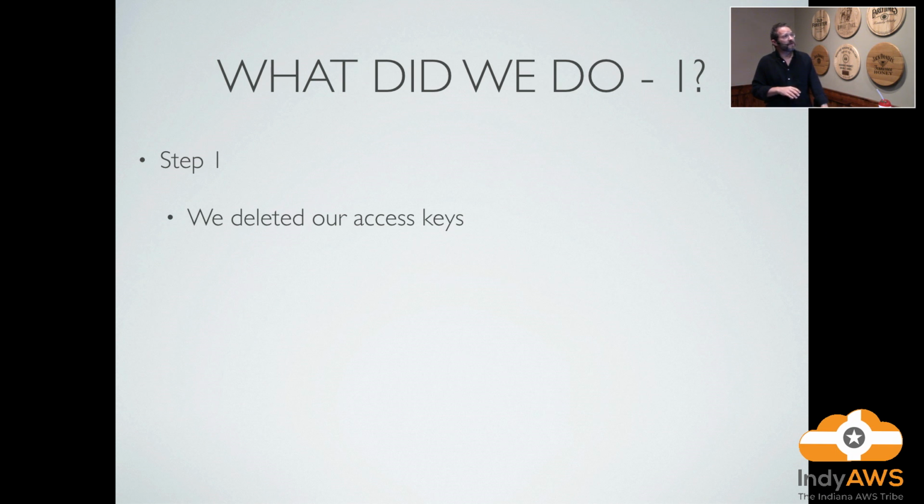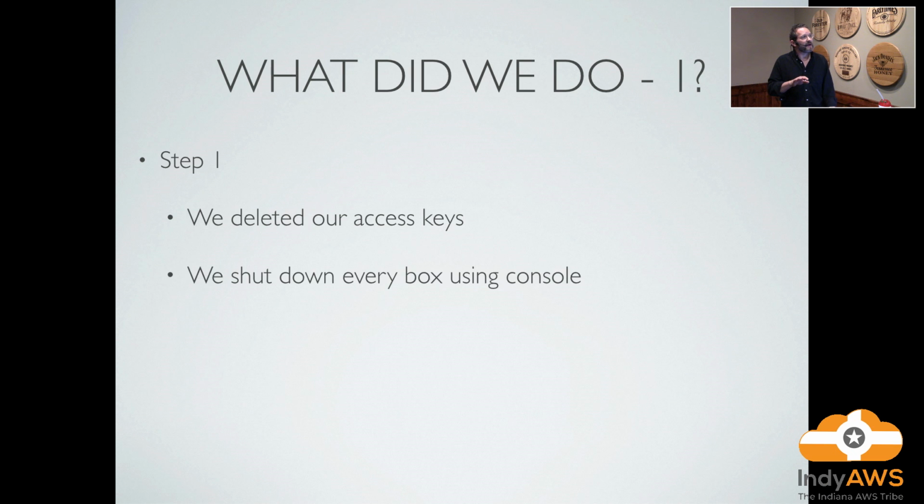So the first thing we did was we deleted our access keys. And that stopped a bunch of things. However, there were still a bunch of instances that were running, and there were still bills going to be incurred. So we then went and killed those boxes manually, and then we idled on the EC2 instance list, making sure that no new instances kept coming in, because there's a lag time there.